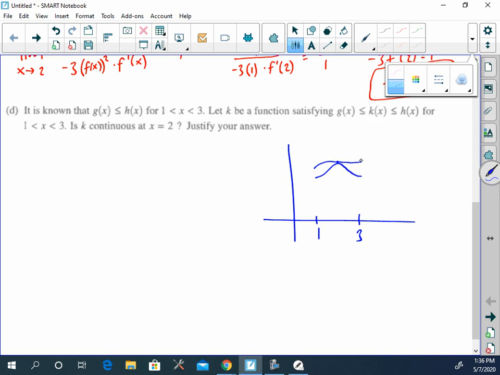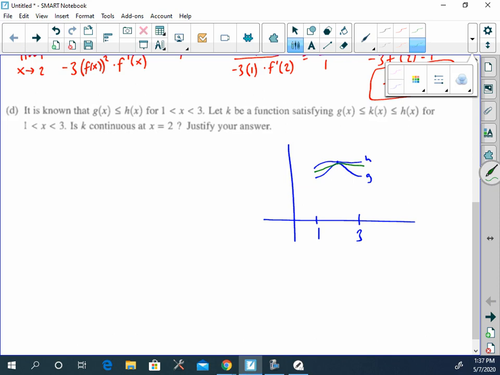We also know that these two functions are differentiable. So they're also going to be continuous. It's not like there's a break in those graphs. It says let k be a function that's between those. So it's squeezed between those. That's the squeeze theorem for 1 to 3. Is k continuous at 2? So it's saying, does it have to be continuous here? And the answer is going to be yes, because if these ones don't break and that one's in between it, it's also going to have to stick to that same value.